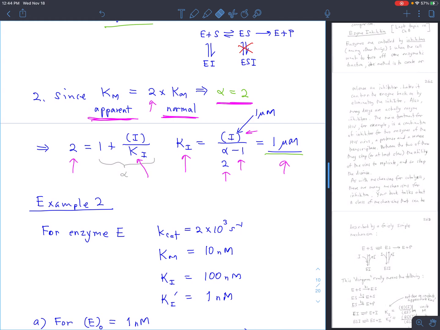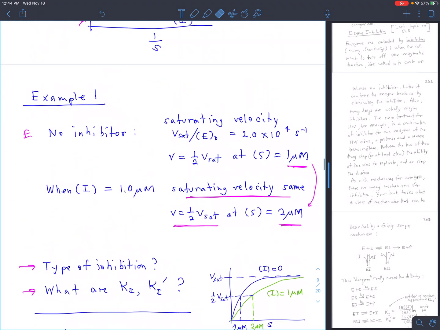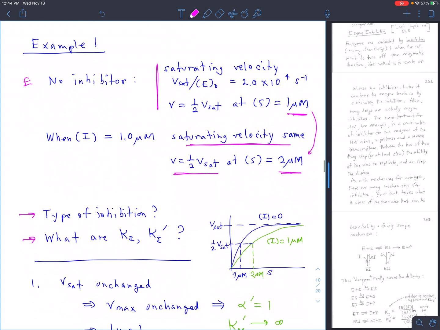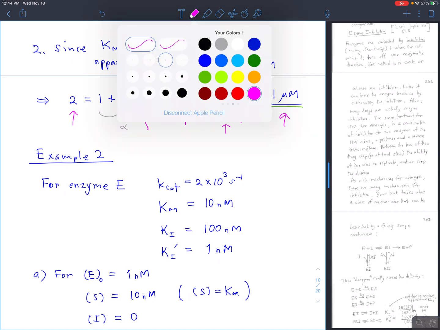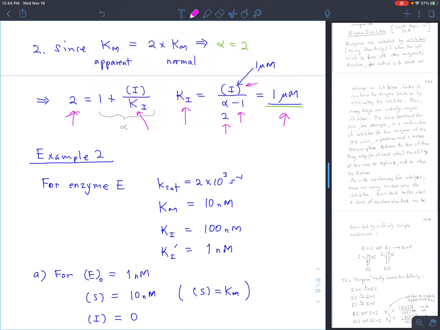but notice very little information was given at the beginning, just the saturating value in the absence of an inhibitor, and also the saturating and half saturating values in the presence of inhibitor. And that was still enough for us to say that it's a pure branch 1 mechanism and to get the Ki value for branch 1.